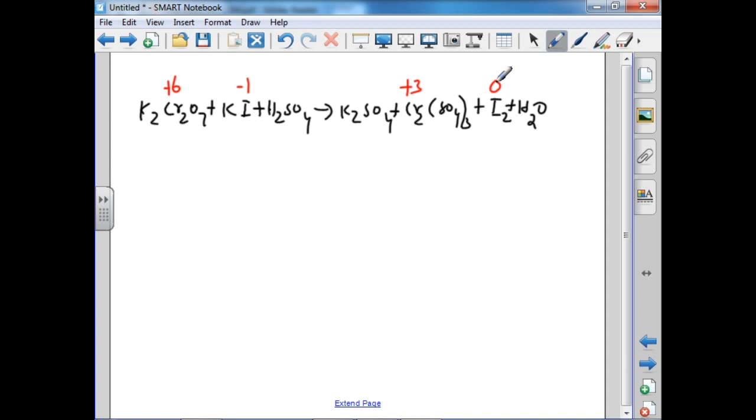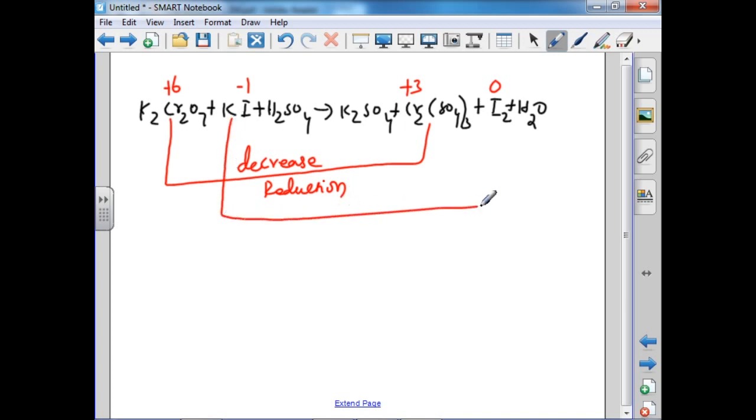The oxidation number of Cr in K2Cr2O7 goes from plus 6 to plus 3. So there is a 3 electron gain. Plus 6 to plus 3 is a decrease, so reduction. Plus 1 to 0 is an increase, so oxidation.